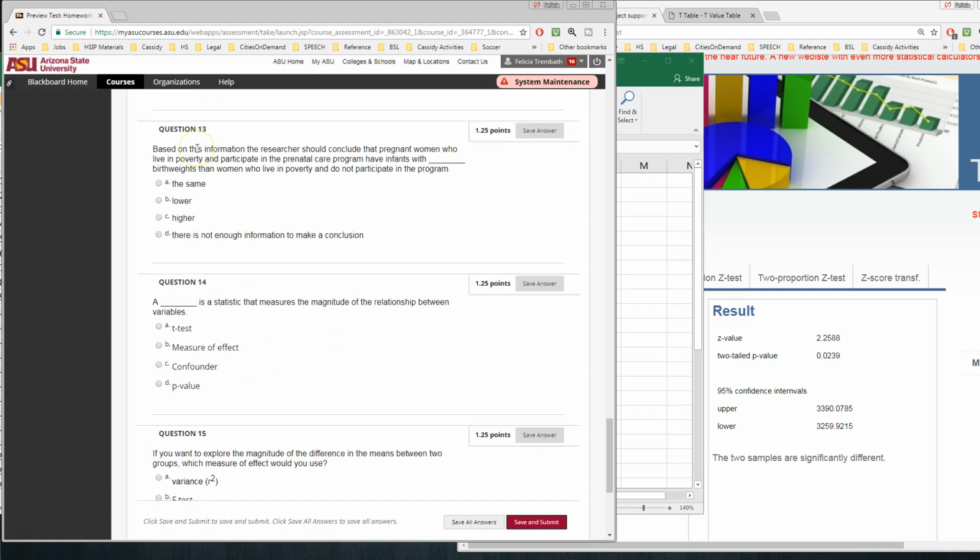Question 13. Based on this information, the researcher should conclude that pregnant women who live in poverty and participate in the prenatal care program have infants with blank birth weights than women who live in poverty and do not participate in the program. So putting this back into terms of what we were studying, we were looking to see if the birth weights would be the same or if they would be increased for women who participated in the program.